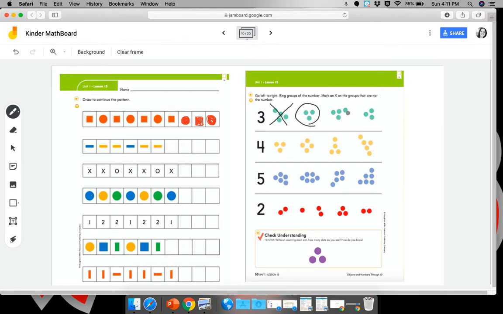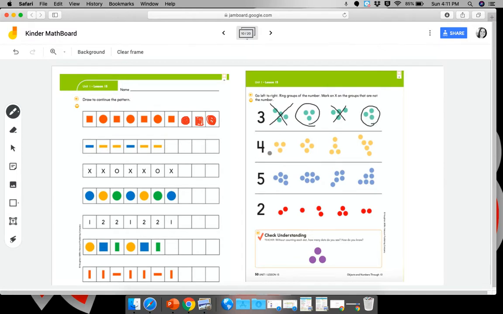Let's try the next one. 1, 2, 3, 4. Is that a group of 3? Goodness, no. Cross it off. What about this next one? Let's do it together. 1, 2, 3. Is that a group of 3? It is. Draw a nice circle around it.